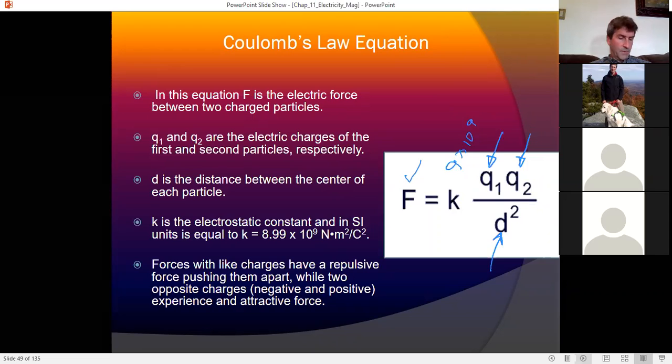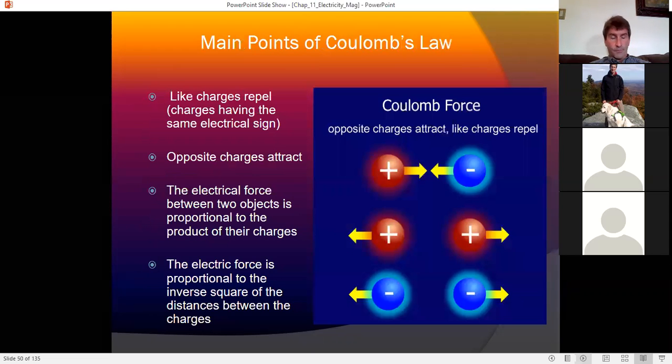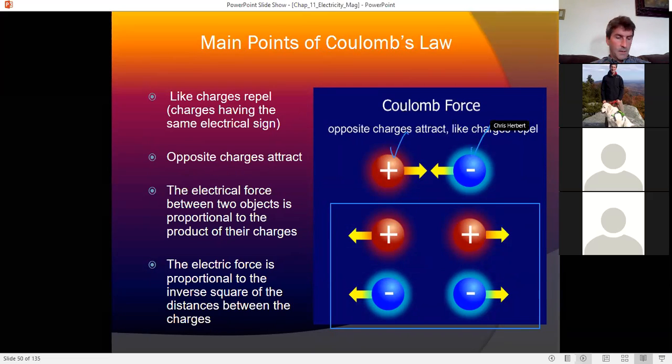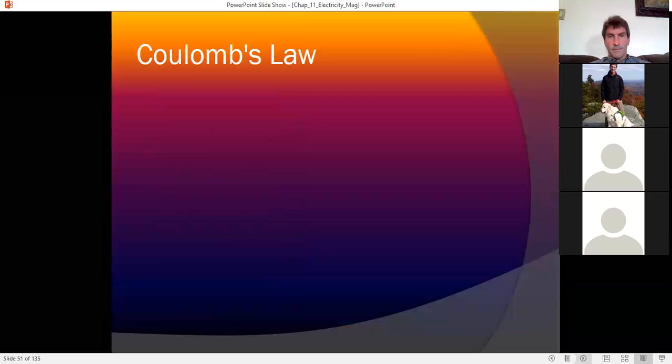So what Coulomb discovered is, yes, opposite charges are attractive. Like charges repulse one another, but the exact force depends on, first of all, how much charge is on each object, and how far the objects are apart from one another. All right.